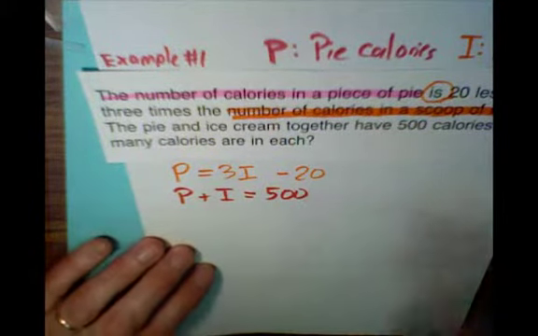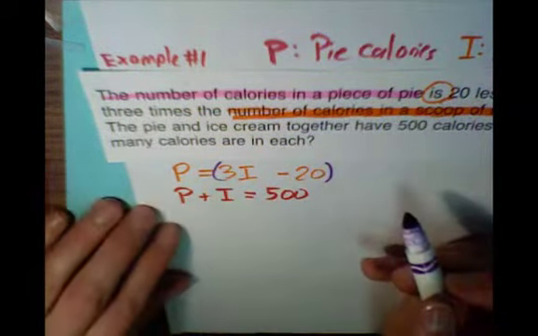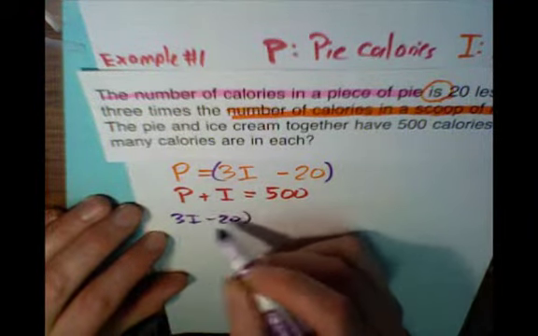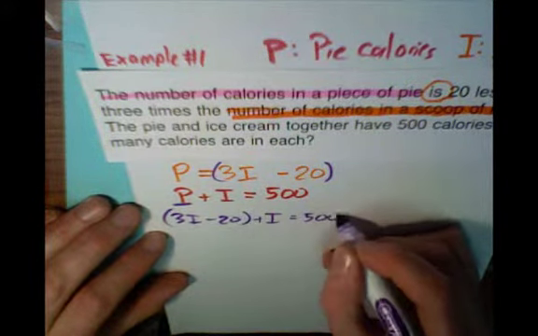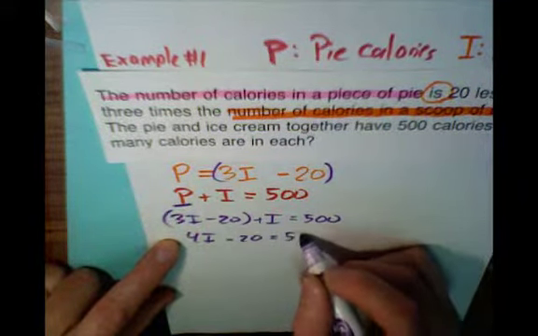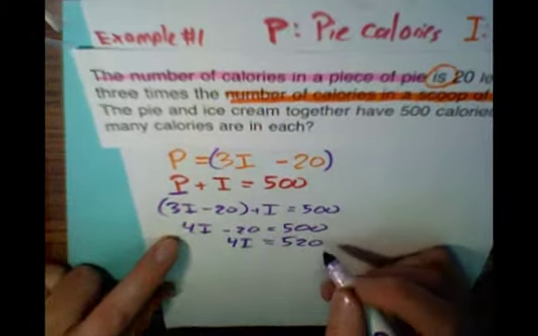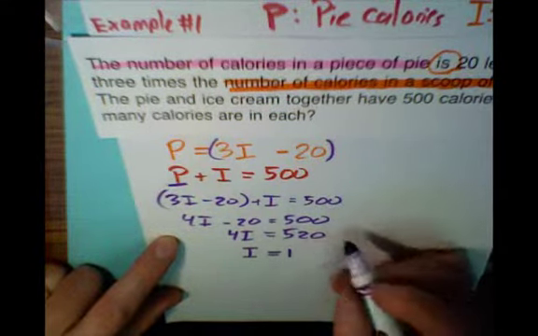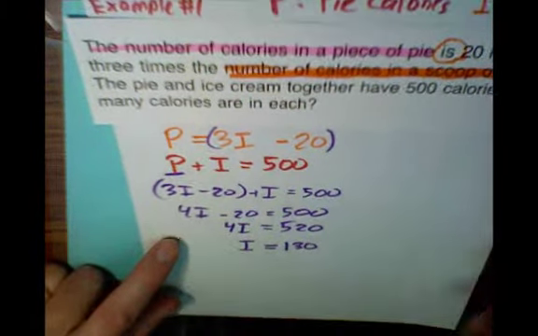We're going to solve this fairly quickly so as not to waste too much time. You should already know how to do this. I'm going to use substitution. So I'm going to substitute in 3I minus 20 for P, and then I combine like terms. 4I minus 20 equals 500. 4I equals 520. 4I equals 520, not 100. 4 divided into 520, I equals 130.